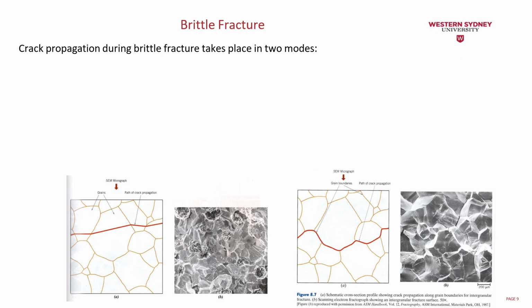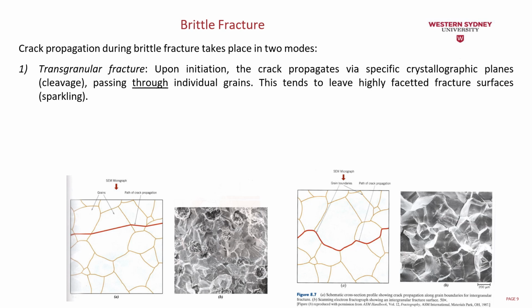So the crack propagation during brittle fracture takes place in two modes. The first one is transgranular fracture, where upon the initiation, the crack will propagate via specific crystallographic planes, which we call cleavage planes, passing through the individual grains. This tends to leave the fracture surfaces with what we call sparkling.